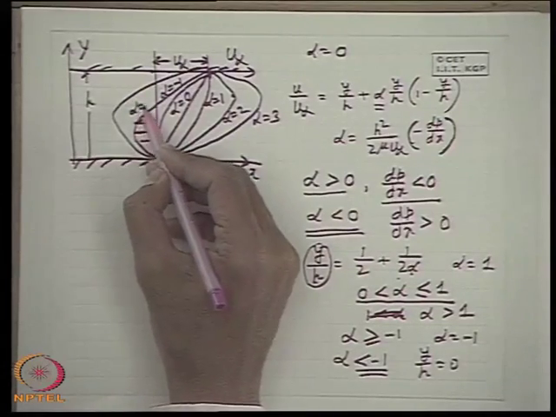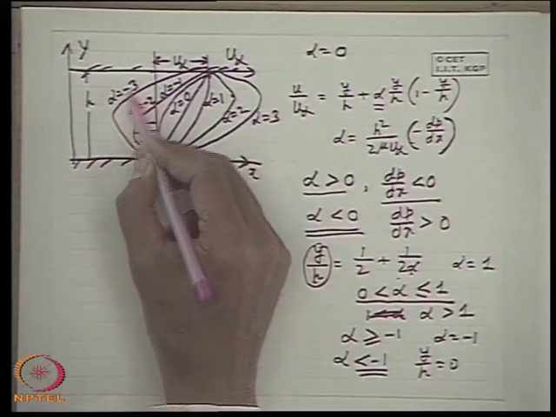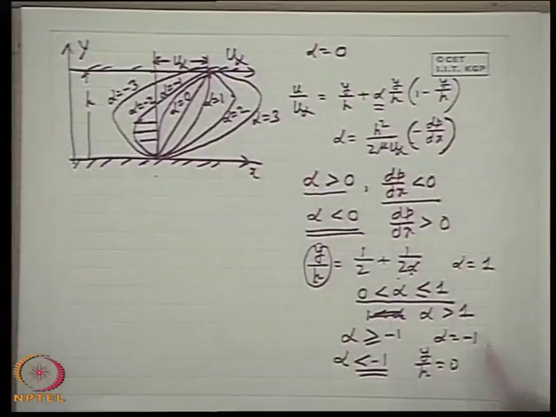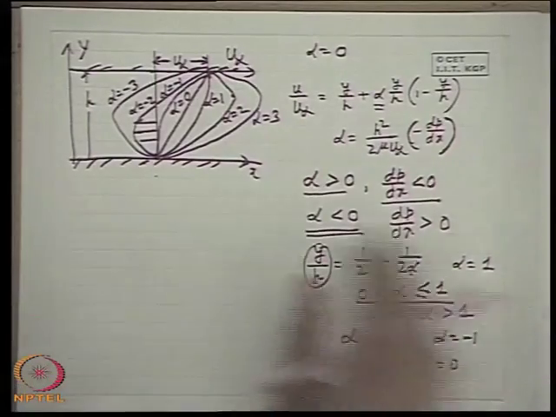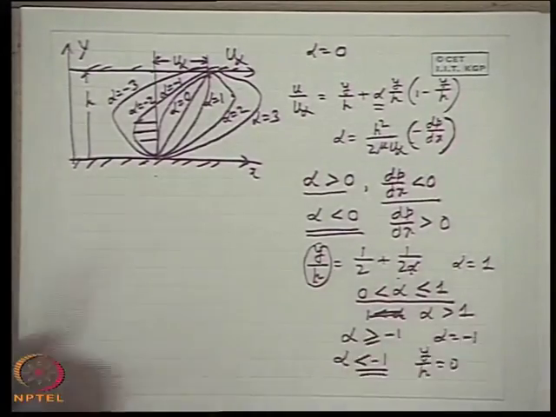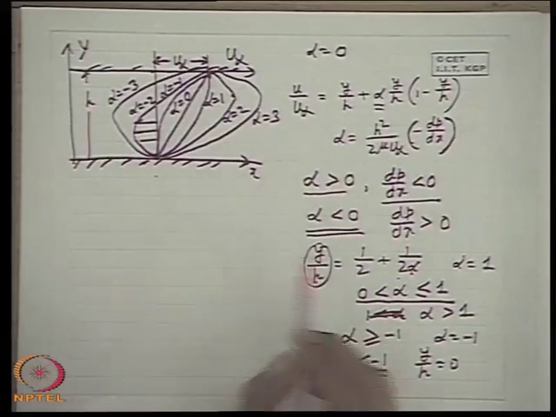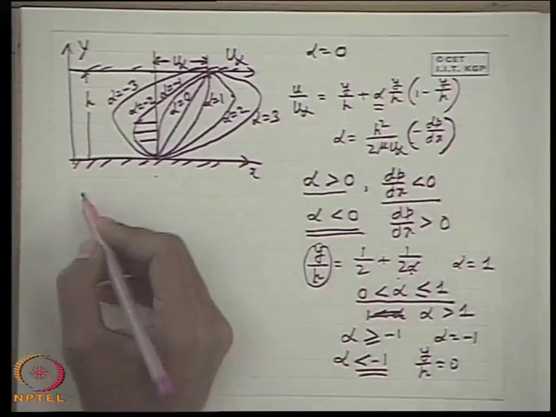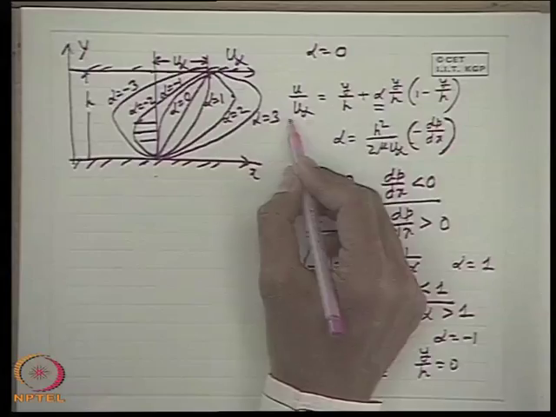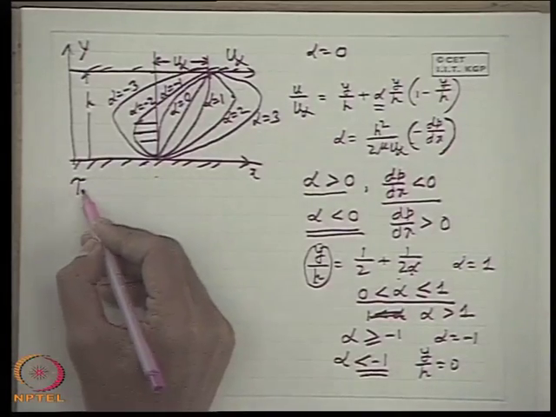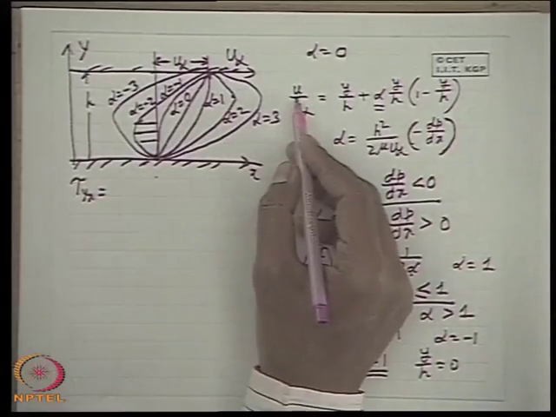This is for alpha is minus 2, alpha is minus 3. So this is precisely the velocity distribution characteristics that we discussed yesterday. Now we want to see the nature of the shear stress distributions. Now you see, if we write the shear stress from here, tau yx is simply mu du dy.